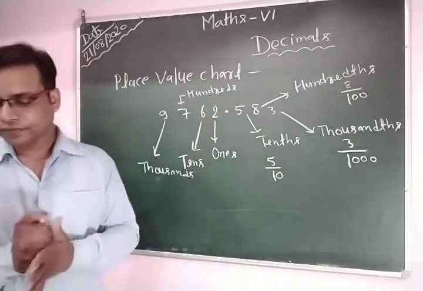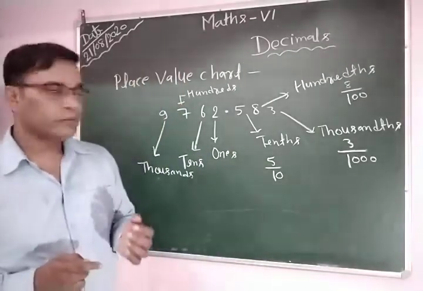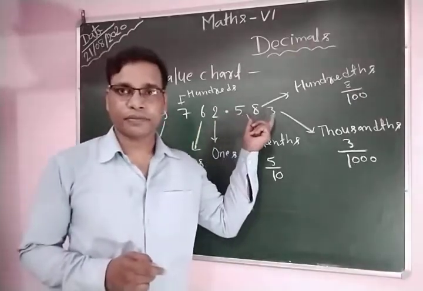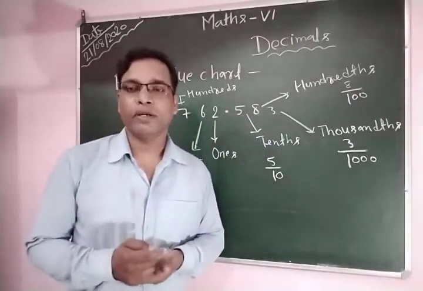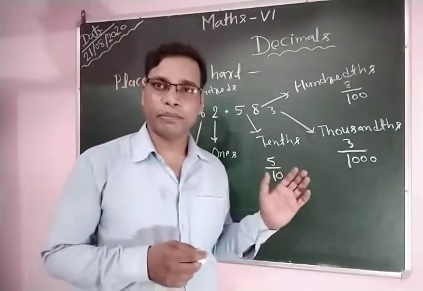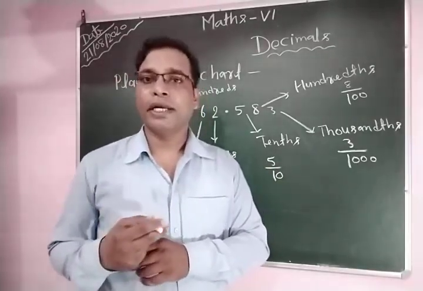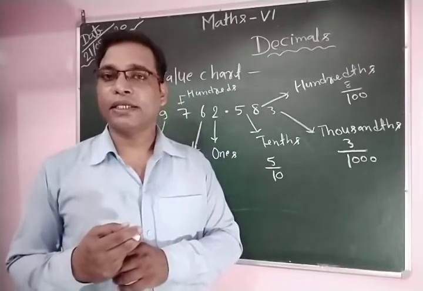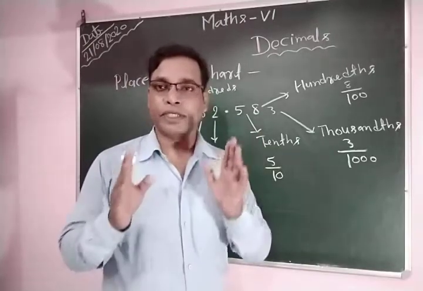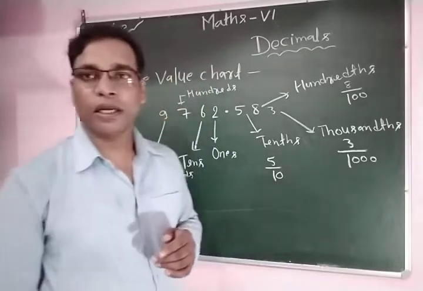Now we are going to one thing more. Decimal numbers have two parts. The first part is the integral part, and the second part is the decimal part. Now we are going to discuss how to represent a decimal number on the number line. You know very well how to represent natural numbers, whole numbers, integers, and fractions on the number line. Let's see how to do this.